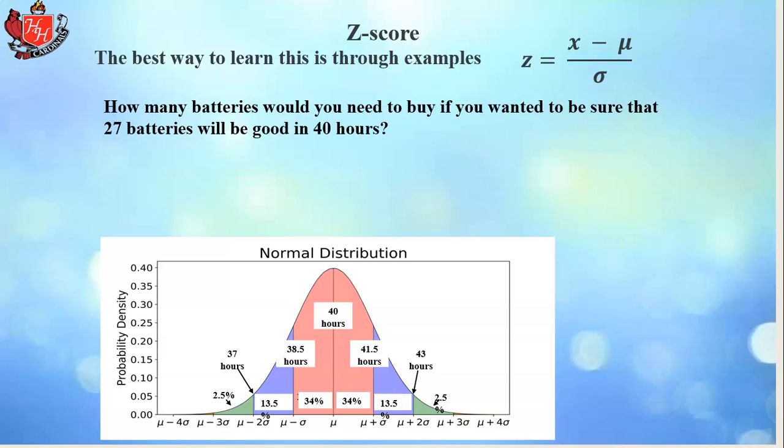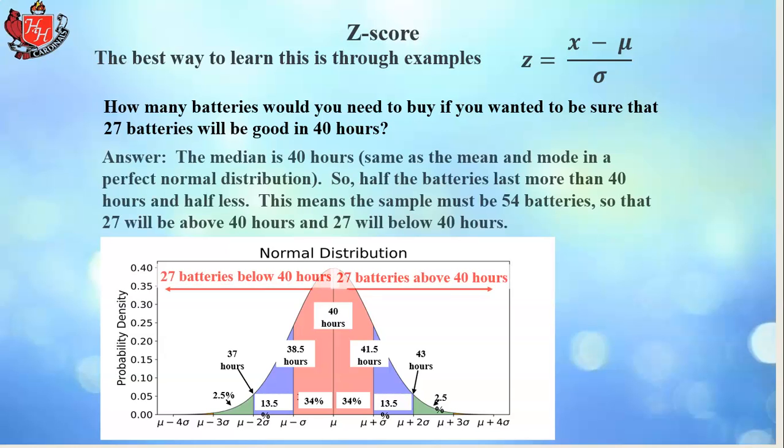How many batteries would you need to buy if you wanted to be sure that 27 batteries will be good for 40 hours? So the answer to that is the median is 40. The median is the same as the mean and the mode in a perfect normal distribution.